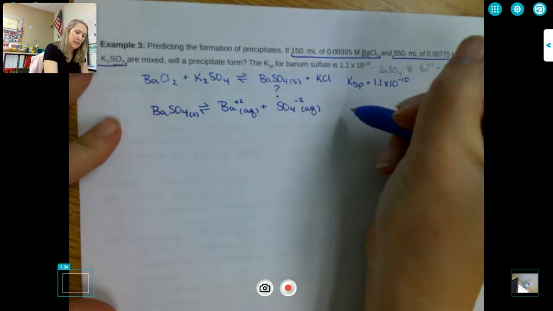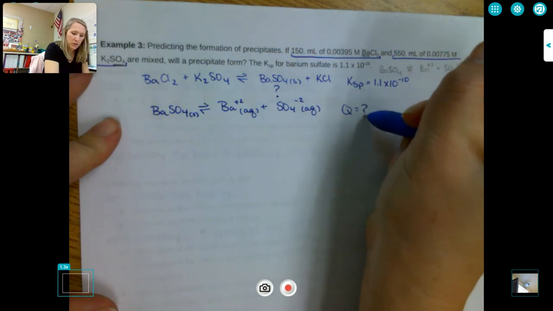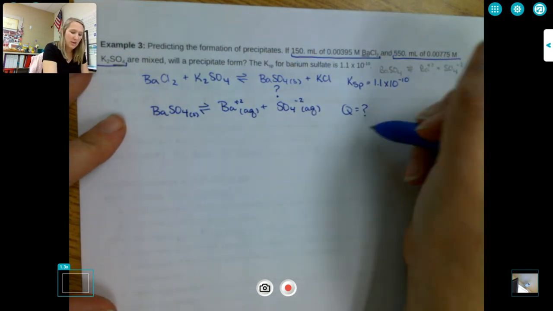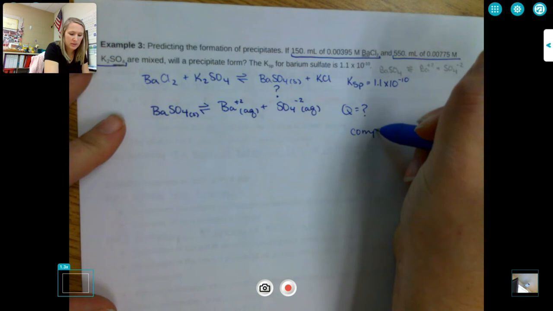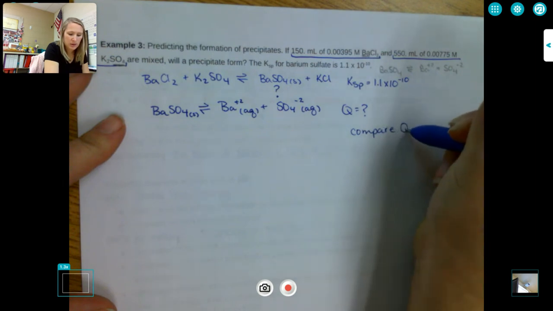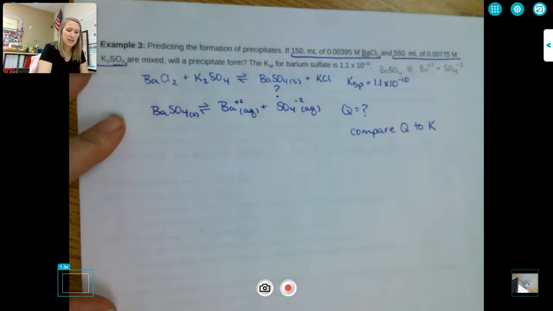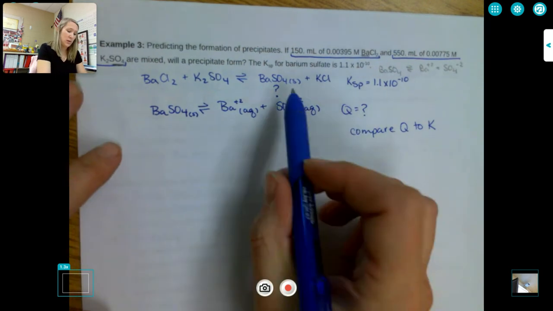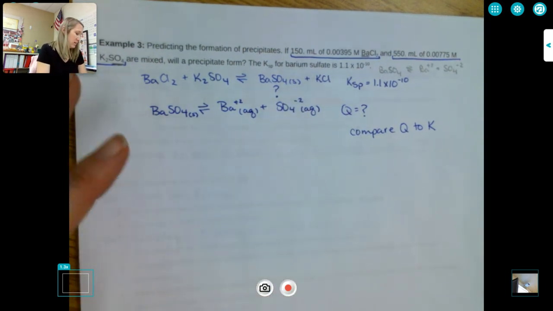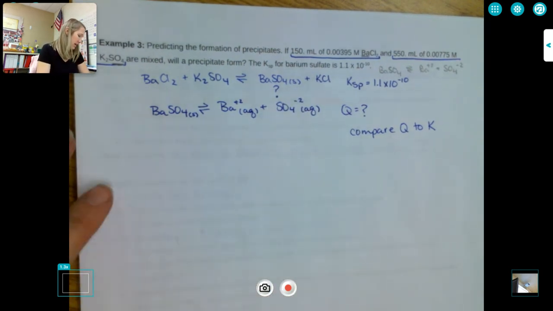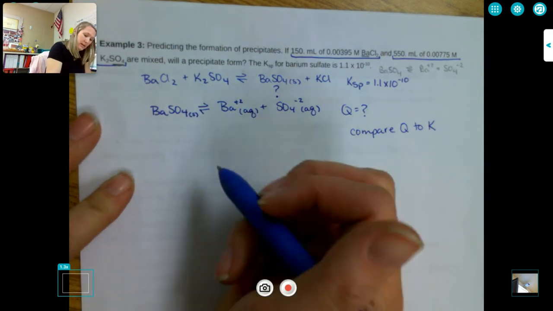So we need to figure out, what are our initial concentrations? What are we looking at? Because we need to look at our Q to see what we actually have. And then we need to compare our Q to the K to see, am I going to make this? Yes or no, am I not going to make that? So let's take a look.